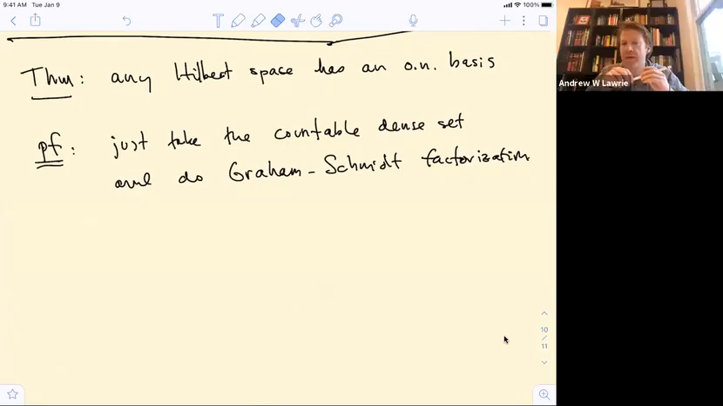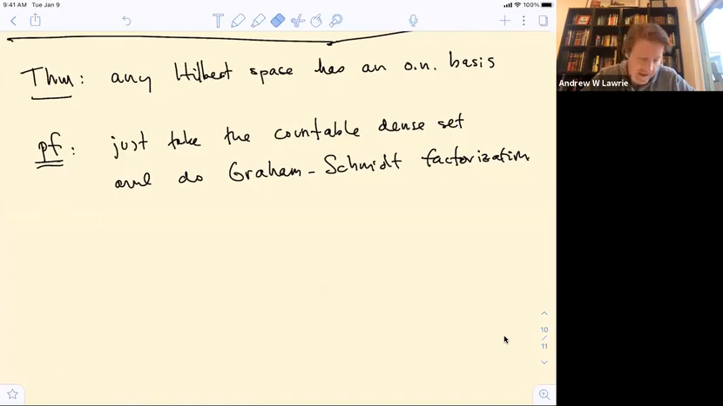Michael proved this last time in class, the existence of this countable dense subset, right? In fact, he constructed it. The proof was a construction for L2.